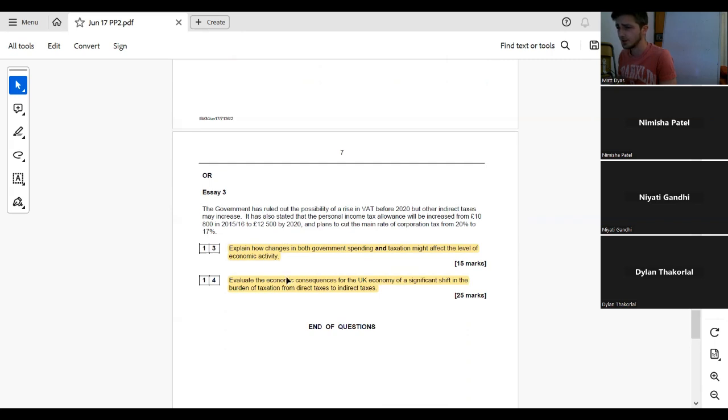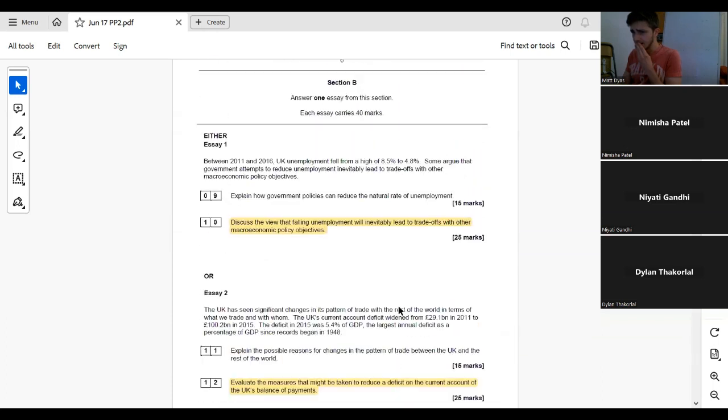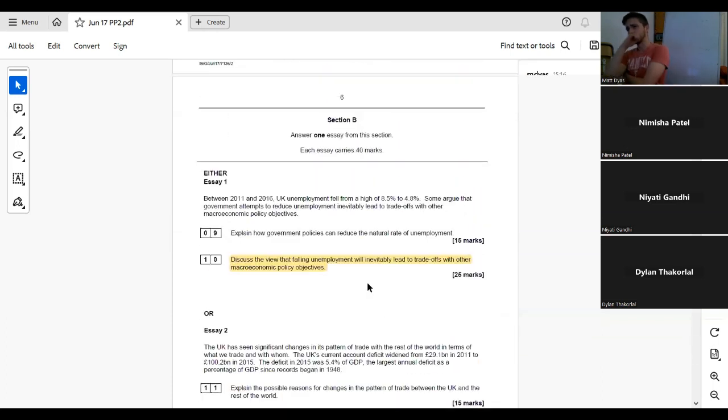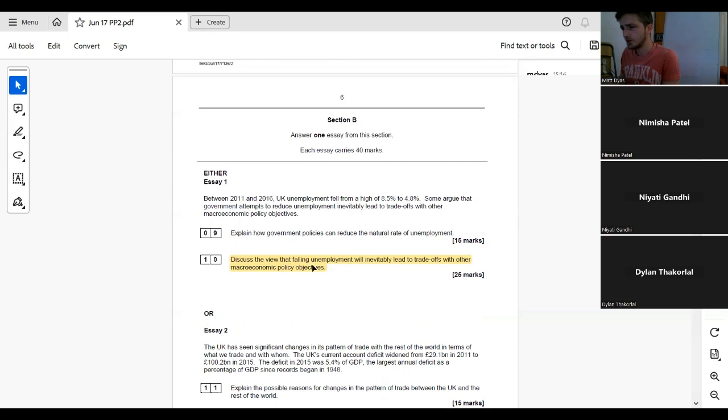So let's have a look for the last 15 minutes or so. We've already talked about direct and indirect taxes, so I think I'm going to leave question 14. Okay, let me look. This one, discuss the view that falling unemployment will inevitably lead to trade-offs with other macro policy objectives.